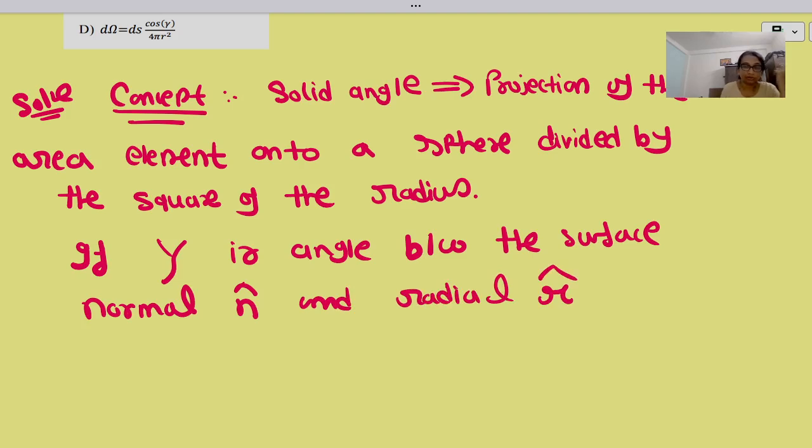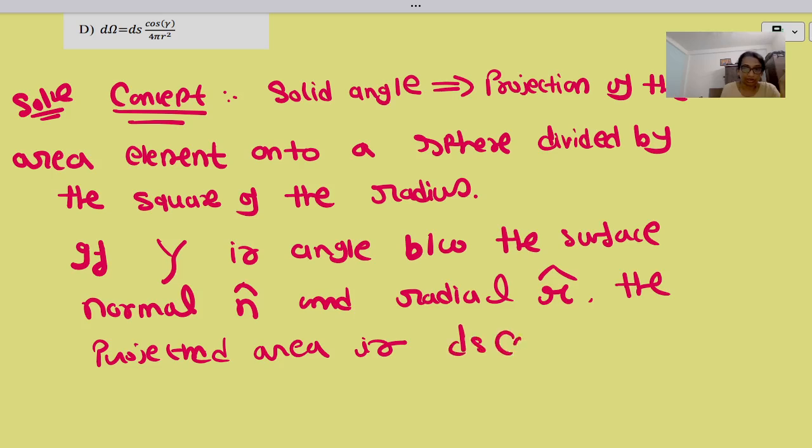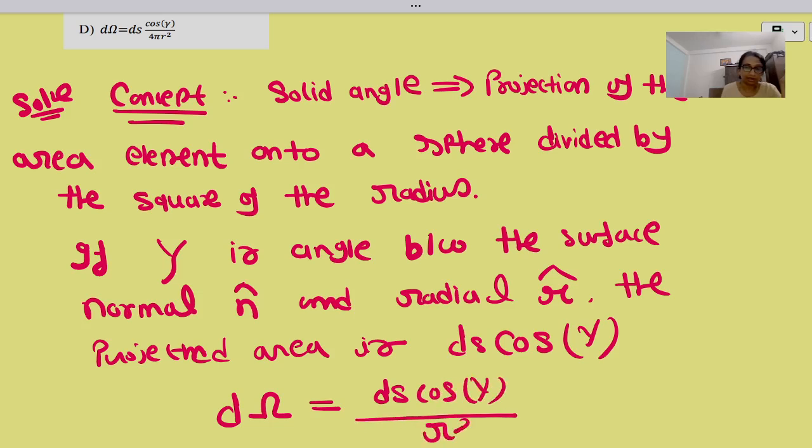There are two types of vector present, and the projected area on this surface is ds cos gamma. The solid angle will be dΩ equal to ds cos gamma divided by r square, because the projected area is ds cos gamma.